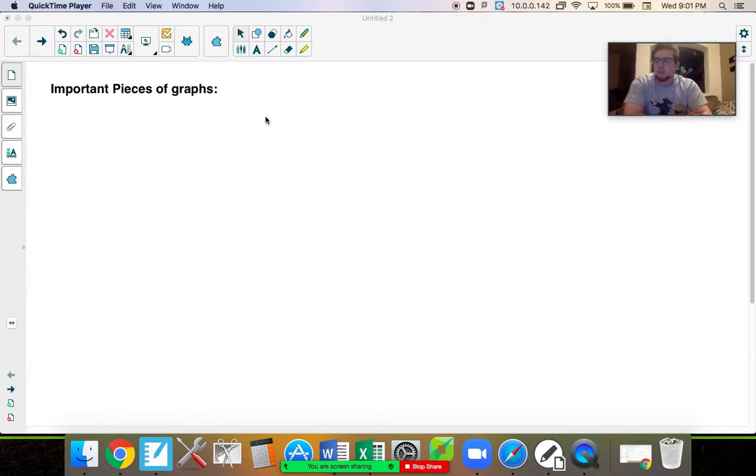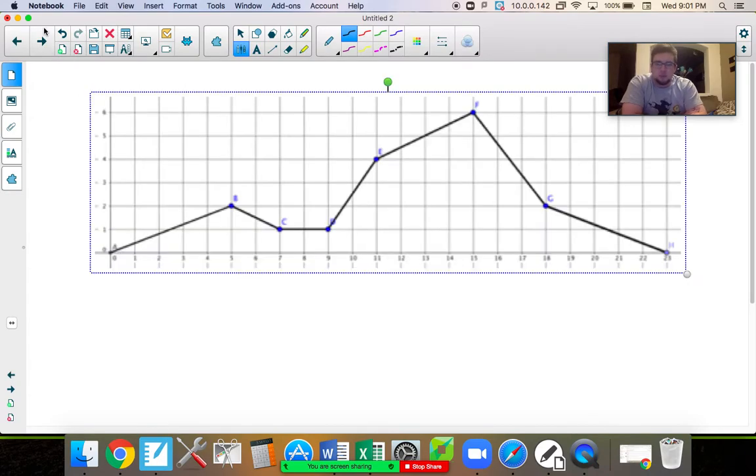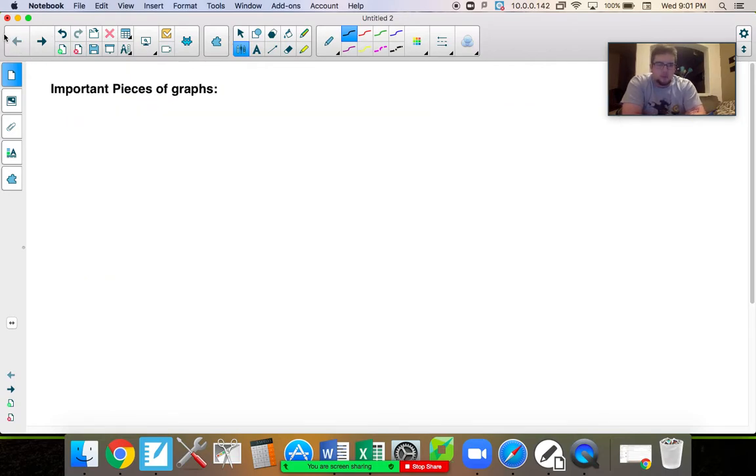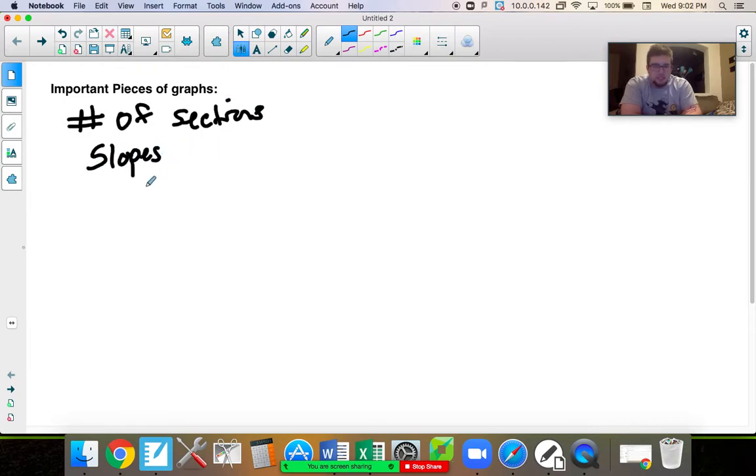So our analyzing function notes from, so it would have been Thursday for B cohort and then Wednesday for A cohort. Some of the things for important pieces of graphs, so especially when you look at graphs that look like this, some really weird looking ones with a bunch of different sections. Some of the information we want from the beginning is how many sections are there, the number of sections. We want to find and determine the slopes of them, so that's the steepness.